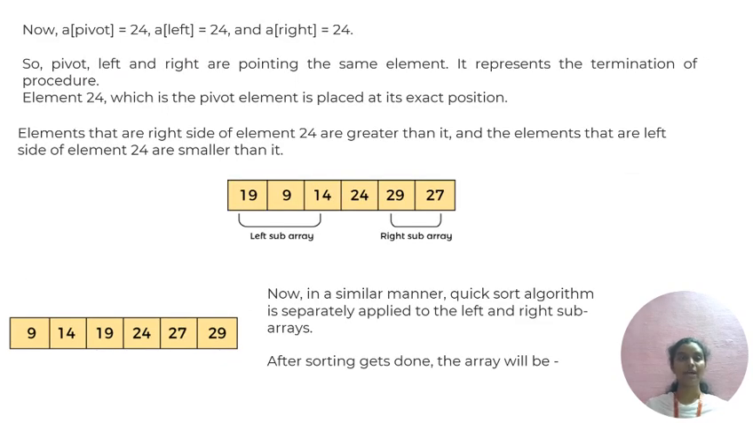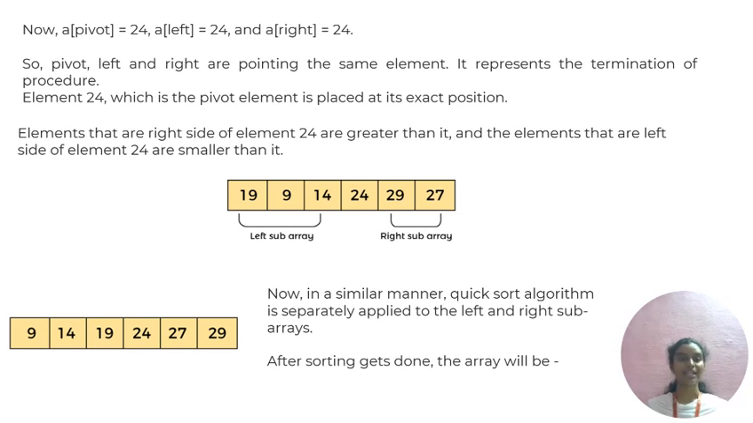Now A of pivot is 24, A of left is 24, and A of right is 24. So the pivot, the left and the right are pointing to the same element. It represents the termination of the procedure. Element 24, which is the pivot element, is placed at its exact position.